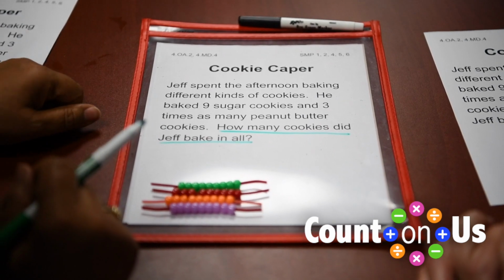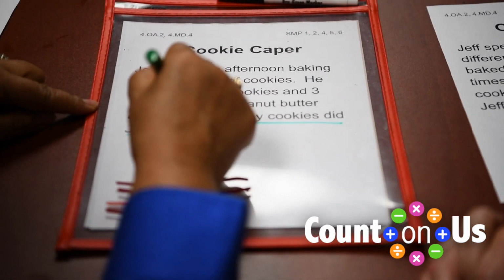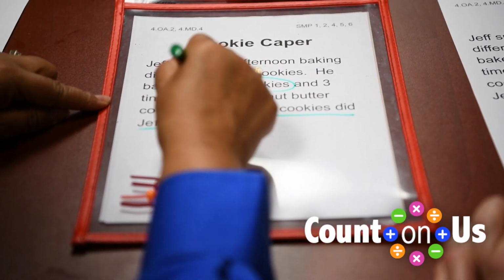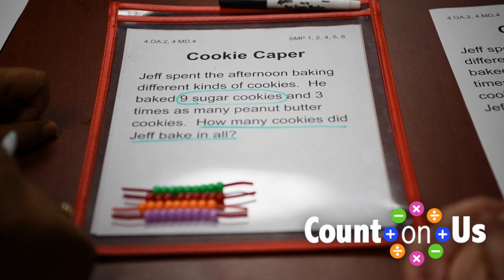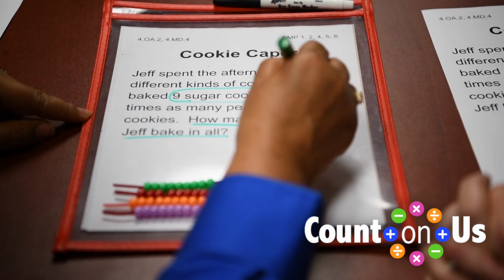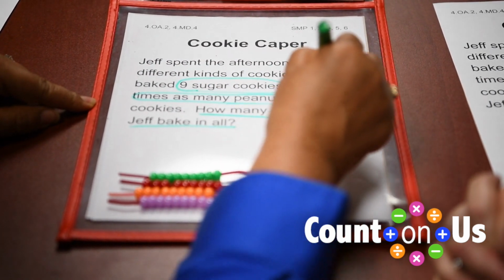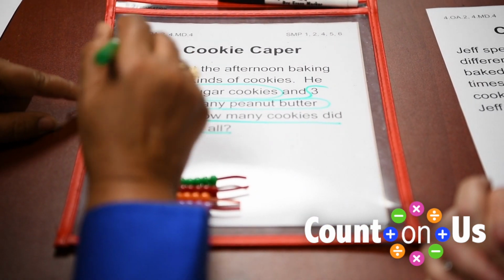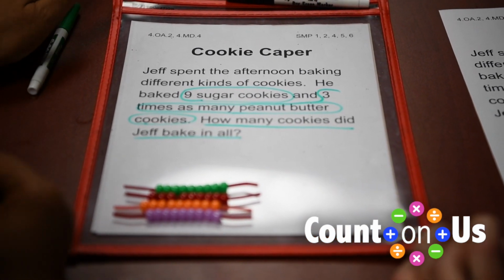So he spent the afternoon baking different kinds of cookies. He baked 9 sugar cookies, so that's some important information. I'm going to circle that. And 3 times as many peanut butter cookies. So those clues are going to help us to solve the problem.